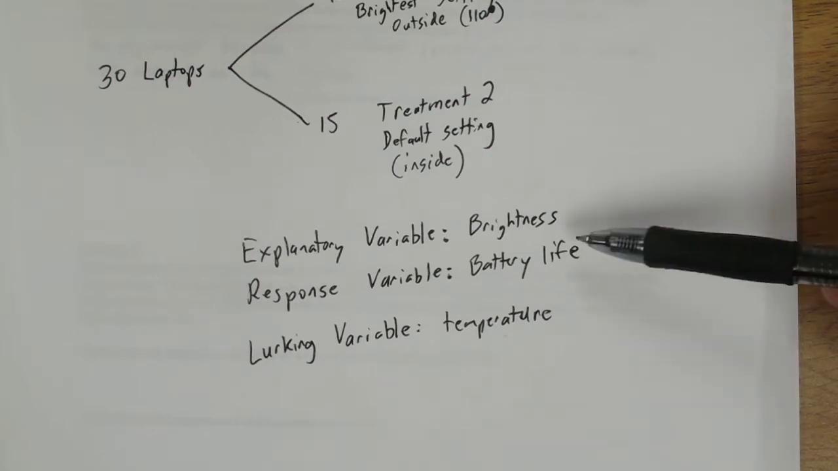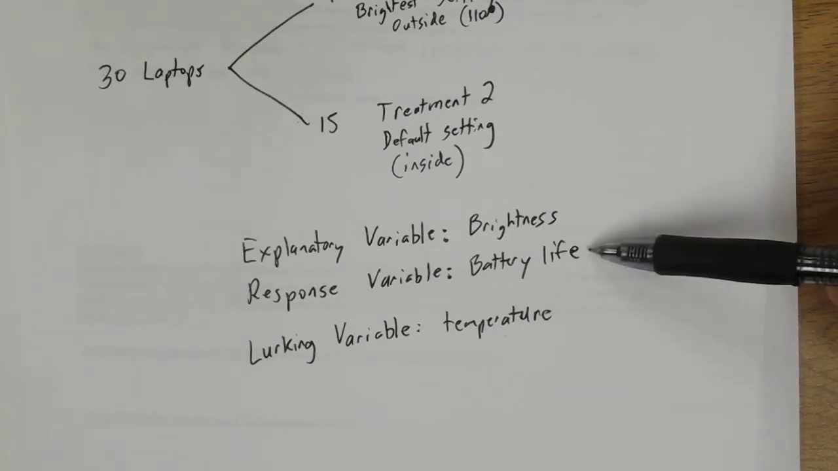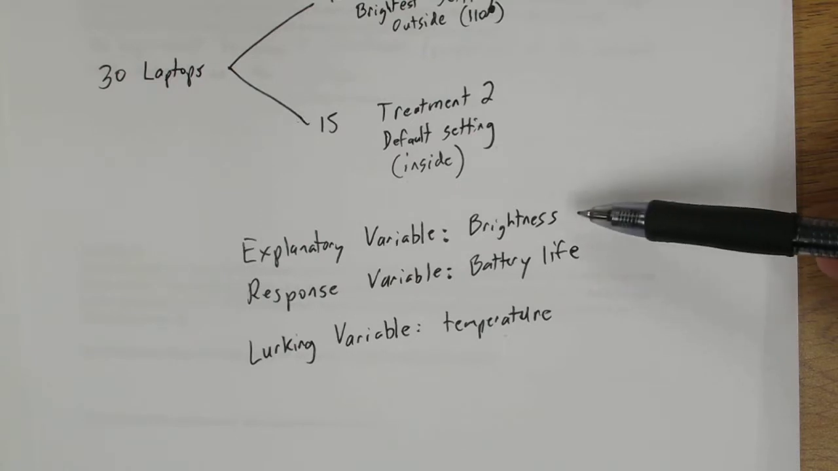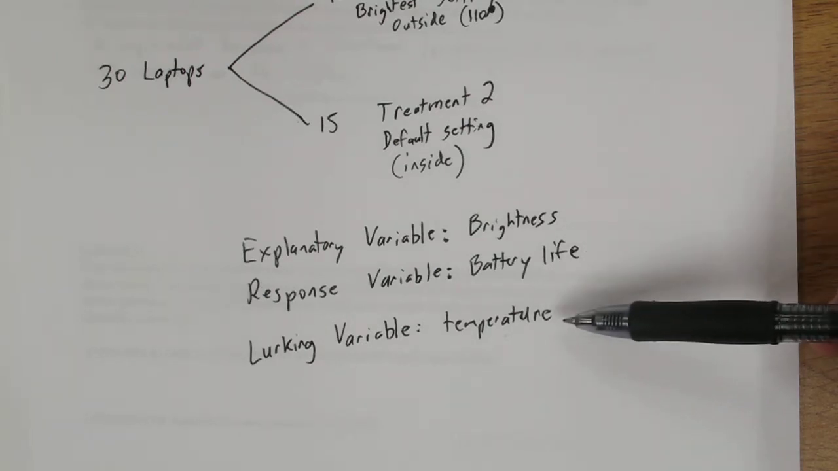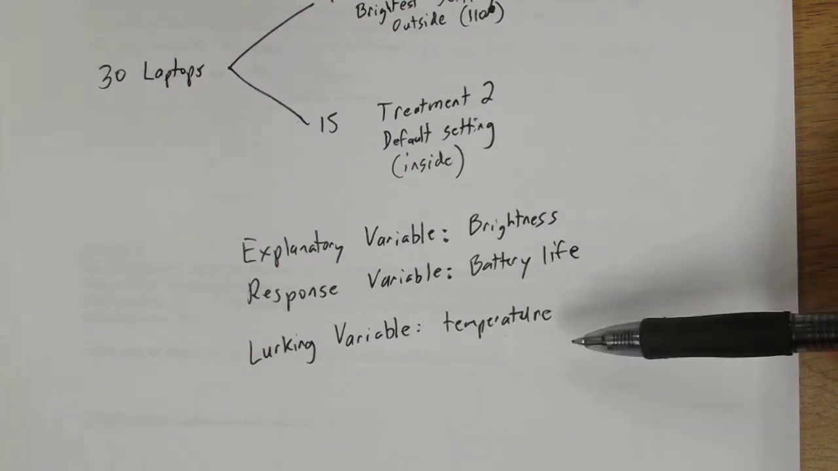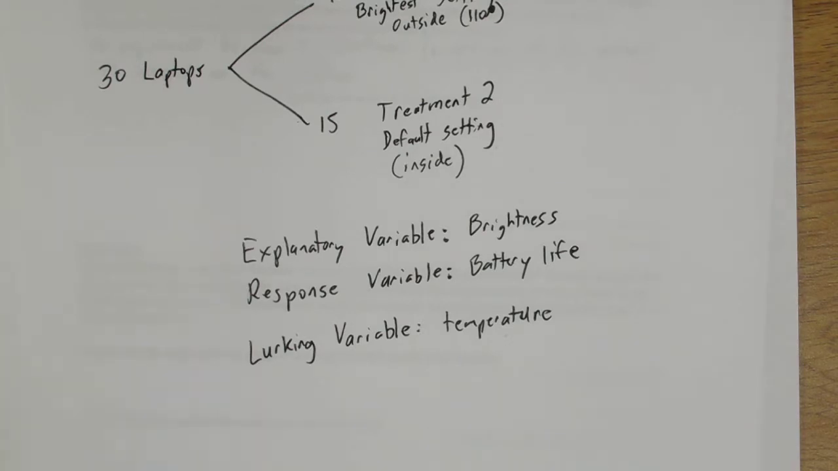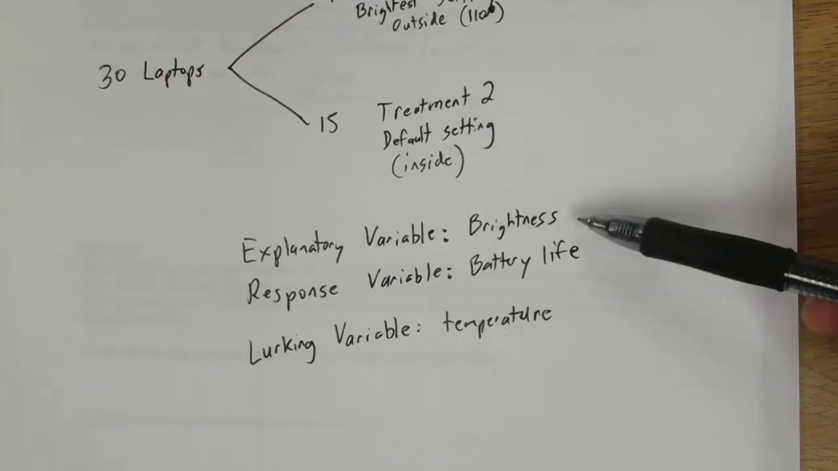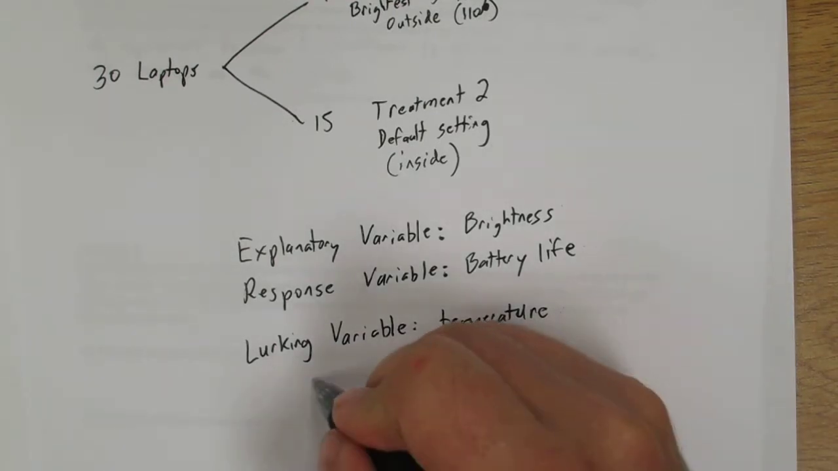Here's why lurking variables are bad. In an experiment, we want to draw connections between the explanatory variable and the response variable. So we want to determine that brightness is in fact causing battery life to decrease. However, with temperature thrown in there, we're not really sure if it's the brightness, the temperature, or a combination of both that's causing the battery life to decrease. This not really sure which of these is causing this to change is called confounding.